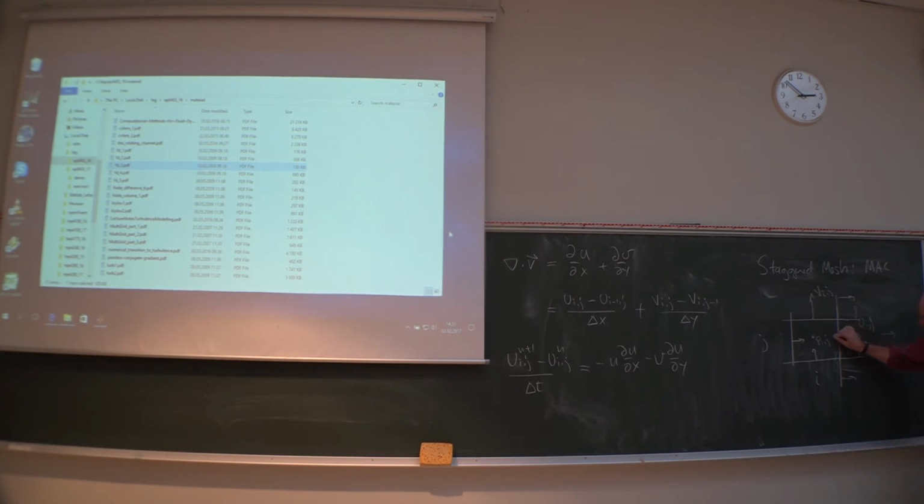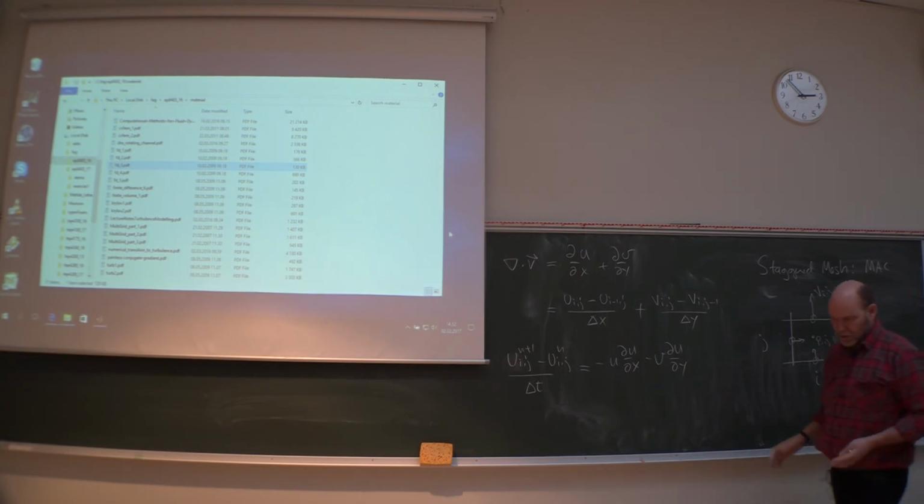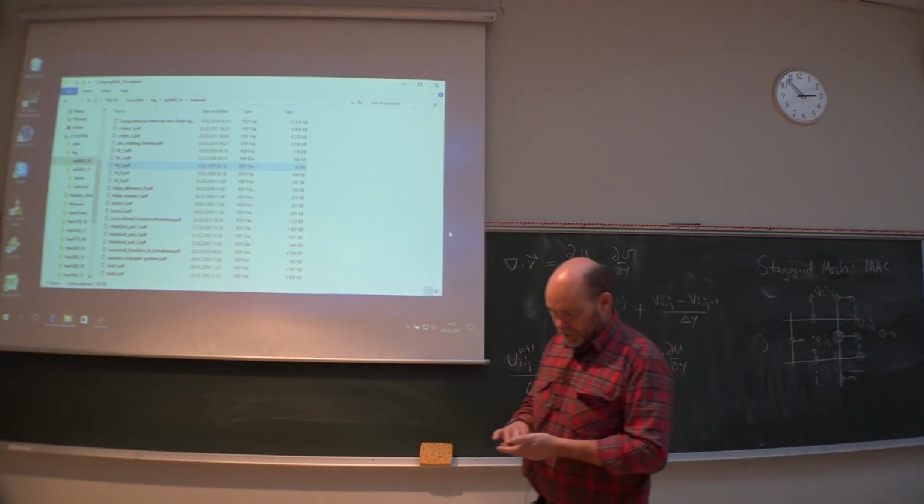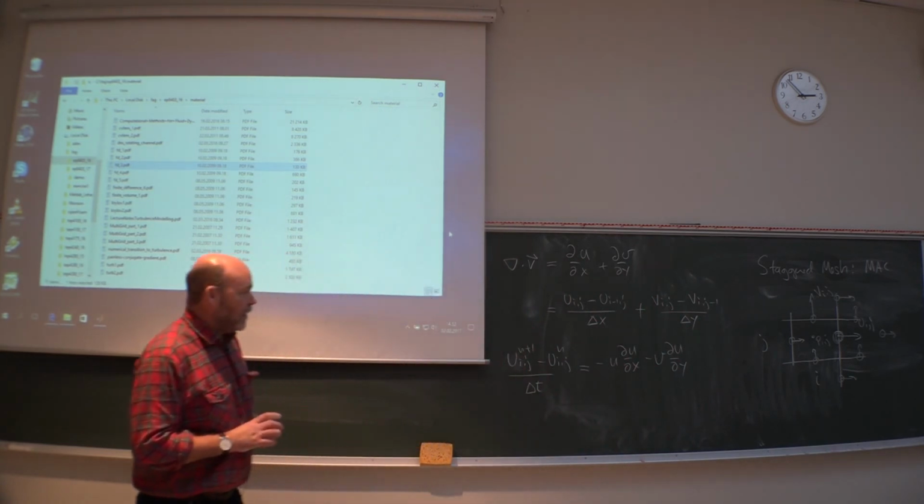You are looking at this one. Looking at this point, you are needing the velocities here and also the 4 v velocities as well. But still, it doesn't spread too much out in space. So all in all, it's going to be fairly compact.